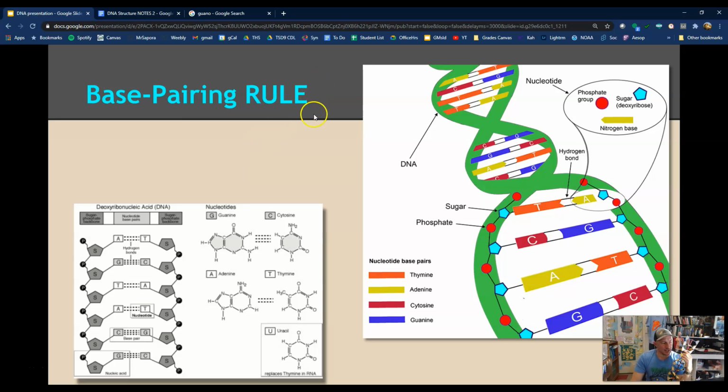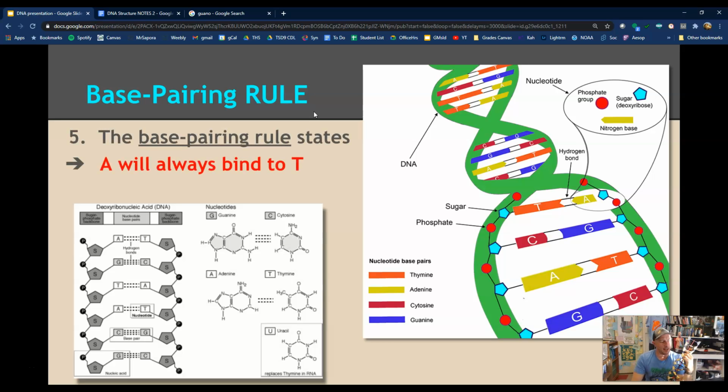The base pairing rule states what? Yes, it states that A will always bind or bond with T. Notice AT, AT, AT, AT, or TA, you know, genetics, it can be dyslexic. And G will always bind to C. Base pairing rule: A always pairs with T, G always pairs with C, right? Or you could reverse that.